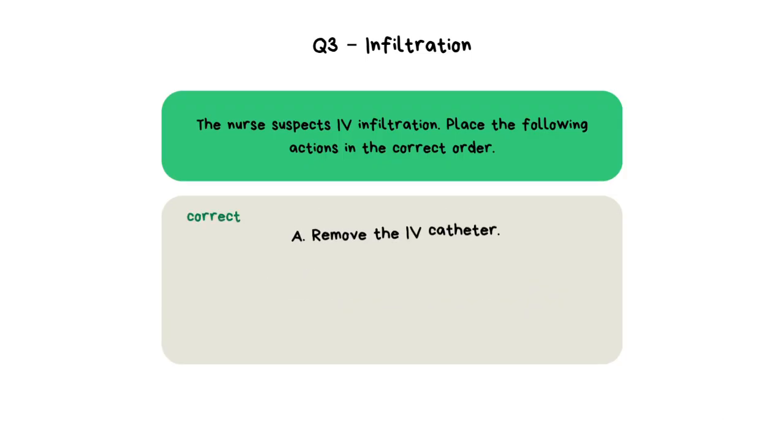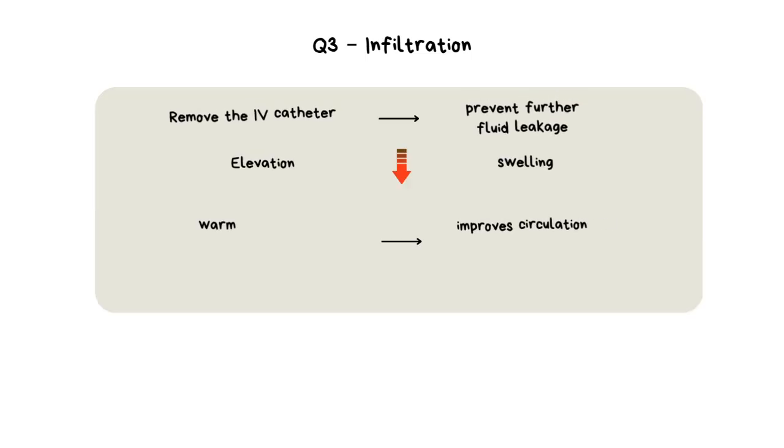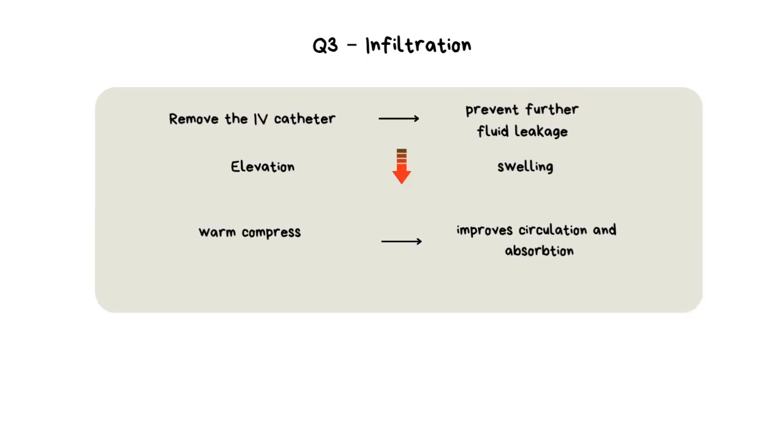The correct order is Option 1. Remove the IV catheter. Next, Option 2. Elevate the extremity. Then, Option 3. Apply a warm compress. Finally, Option 4. Restart the IV at a different site. Removing the catheter first prevents further fluid leakage. Elevation decreases swelling. Warm compresses improve circulation and absorption. Only after those steps is it safe to restart the IV.